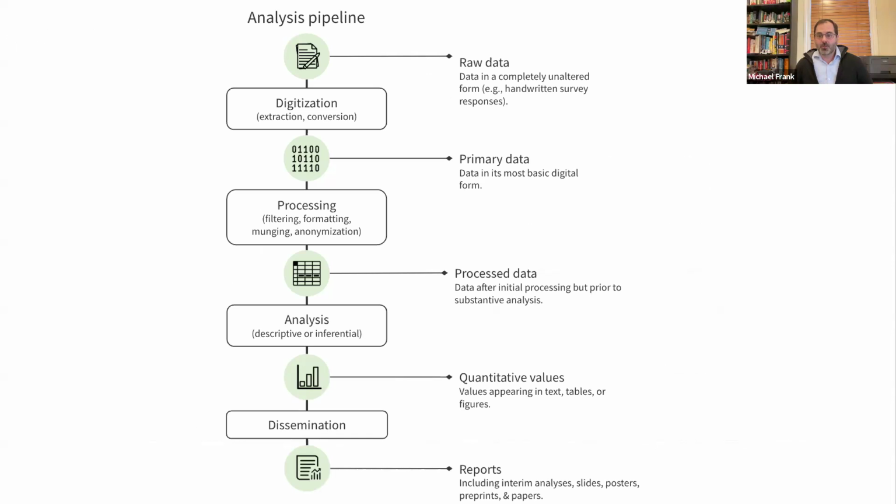So we think about research as a pipeline, going from the basic raw data in its most unaltered form, like survey responses, through processing into primary data sets, to what we might think of as pre-processed data that we're able to analyze. Then we do analysis to get quantitative values that we might put in the text from a statistical analysis, or a figure that might illustrate our data, and then eventually dissemination in a report.